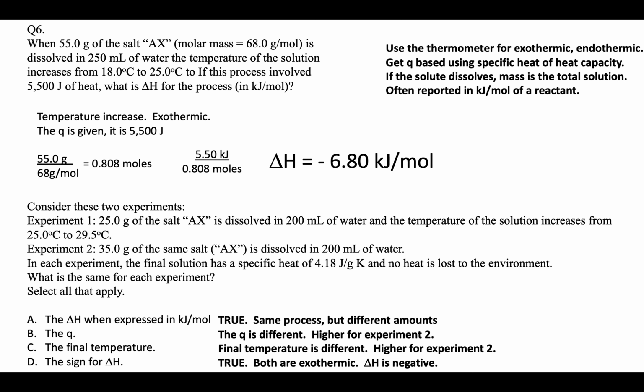How about the sign? The sign for the delta H would be the same in both cases. Both are exothermic. In both cases, delta H is negative. This, for me, is a conceptual question that is getting at the point, how do we use the Q information to then report the enthalpy change?